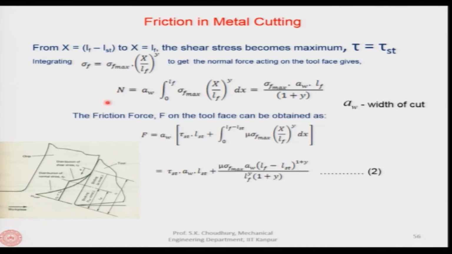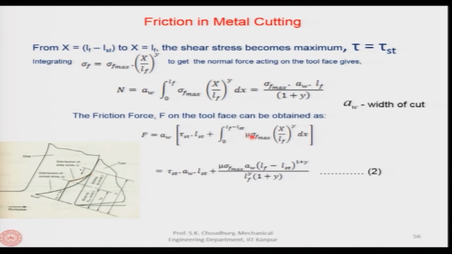All right. Now, the friction force, we got the normal force here. Similarly, we can get the friction force, and it can be obtained if we take the summation of this and this. That means, here it is constant tau ST. So, tau ST L ST into A w, the width of cut, plus we are integrating this, and to get the area under this curve, this will be from 0 to LF minus LST, from here to here, and we are integrating this curve.